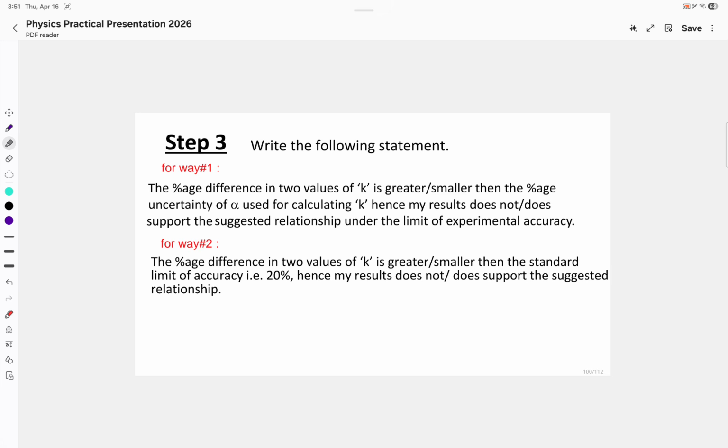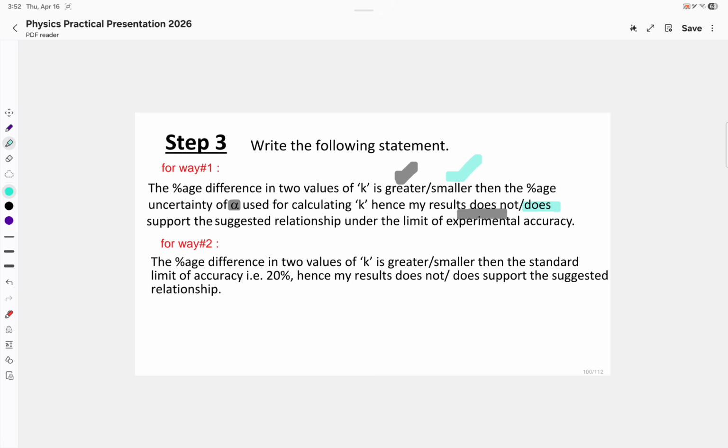The percentage difference in 2 k values is either greater or smaller than the percentage uncertainty of alpha used for calculating k. Alpha I am just quoting here as an example, or beta or gamma, whatever, used for calculating k values. Hence my results does not or does support the suggested relationship under the limit of experimental accuracy. If the difference percentage is greater, my result will not support. If the difference percentage is smaller, my result will support.